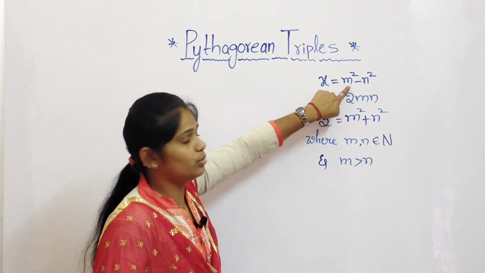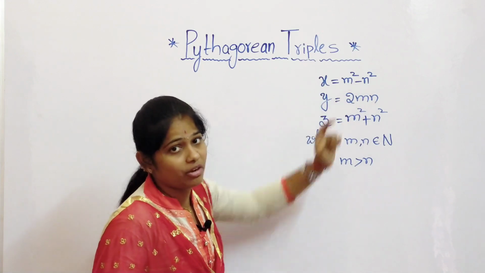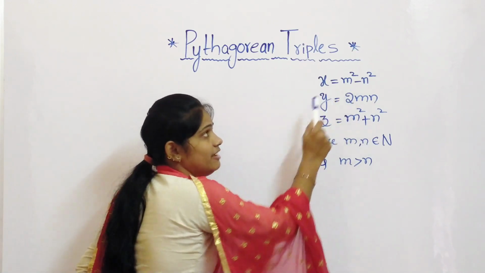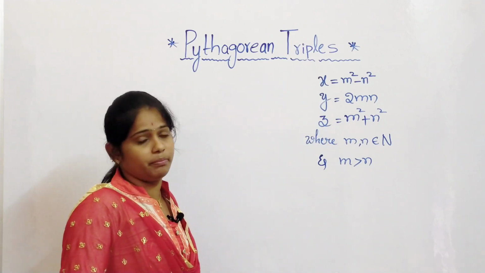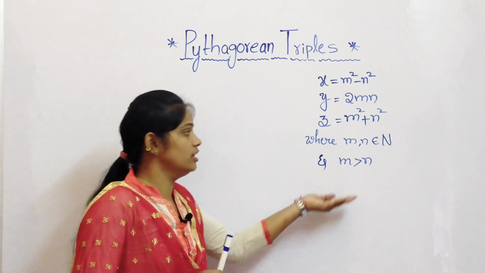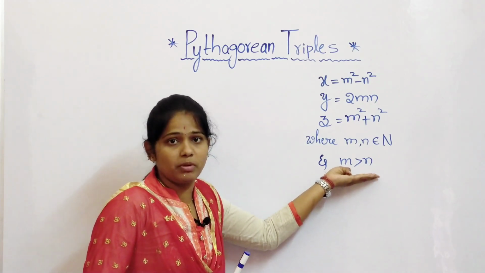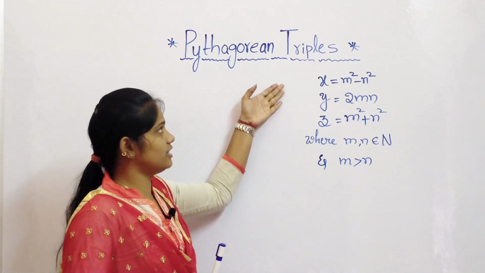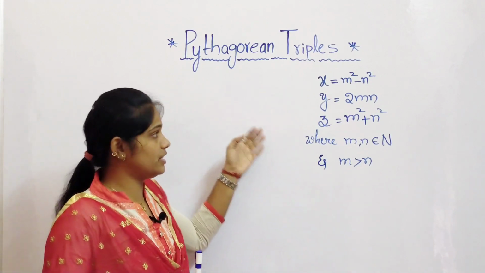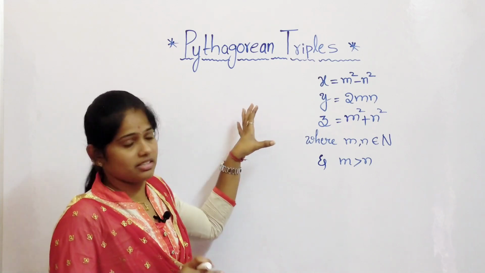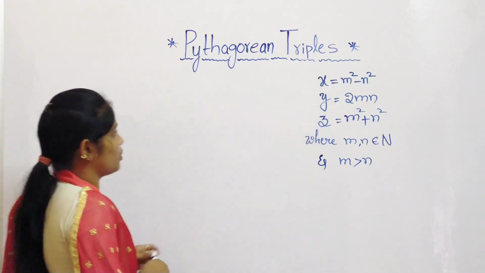Here m value is always greater than n, because if m is less than n, we will get negative values in the Pythagorean triples. So Pythagorean triples do not contain negative values. So this is the major thing we have to remember, that m should be greater than n. So for learning the Pythagorean triples, let us apply our numbers in this basic rule.